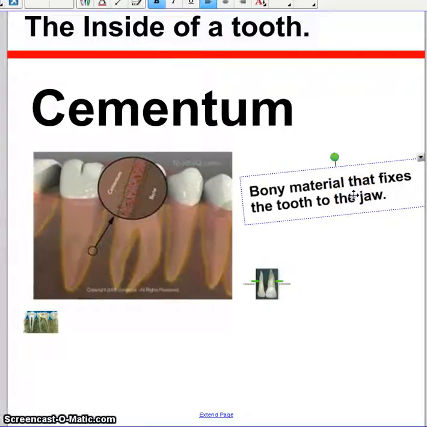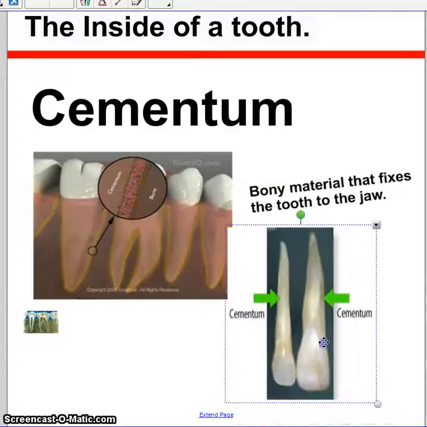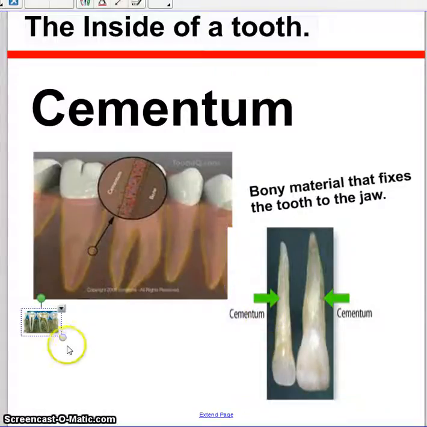How do these teeth stay in your mouth without falling out? You've got something called cementum. I'm going to enlarge this picture here. This is what keeps your teeth from falling out of your mouth, the cementum. It's a very bony-like material, and then it's kind of like a glue, hence the name cement, that fixes your teeth to your jaw and to your bone.